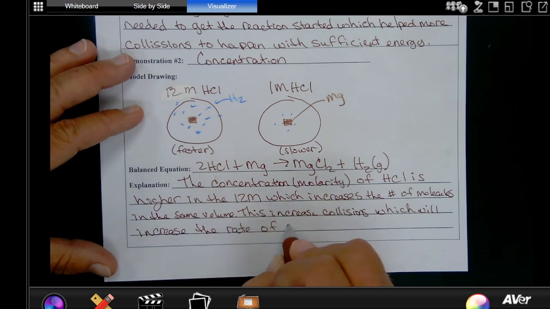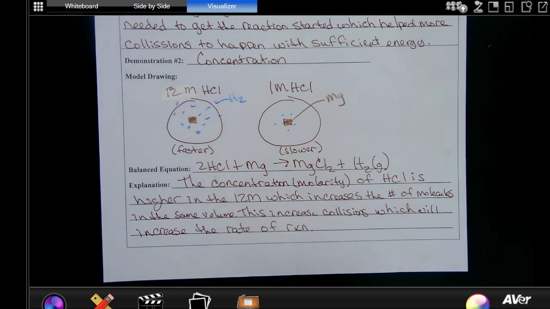Sorry, I put reaction, that's just out of my brain. I do RXN, a short way to write reaction. You guys can write it out if you want. I just noticed I just did that. It's just my shorthand when I write notes. So, reaction.